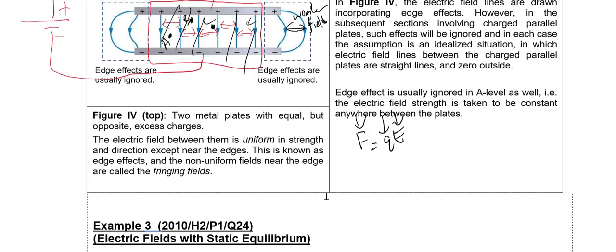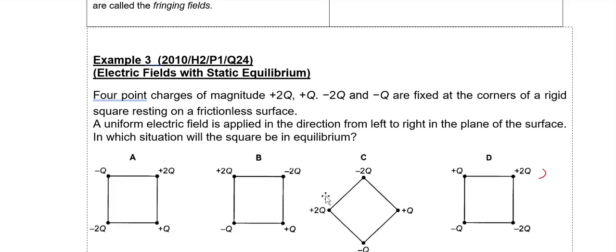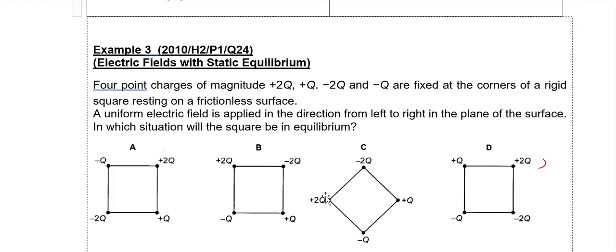Okay, moving on. We'll try this question here. Do pause and try the question yourself. Which one of the squares is in equilibrium? Okay, we're back from the pause. You can see four different charges on a rigid square on a frictionless surface. A uniform field is applied from left to right. Uniform field again, you need to imagine yourself.